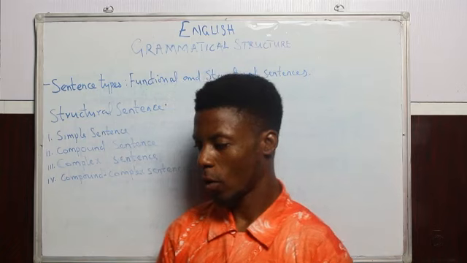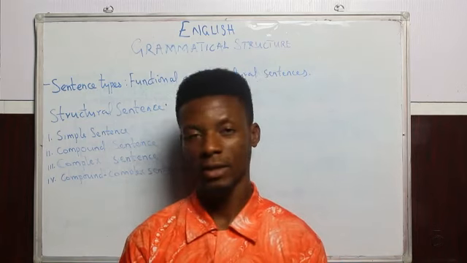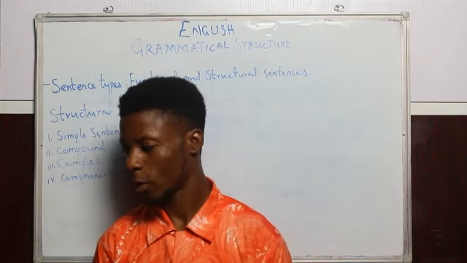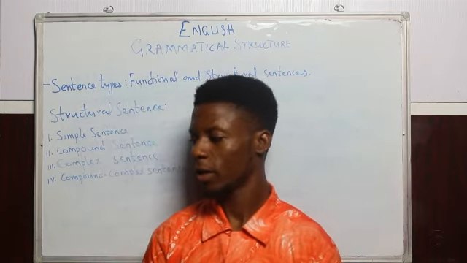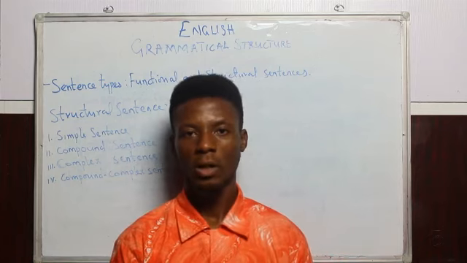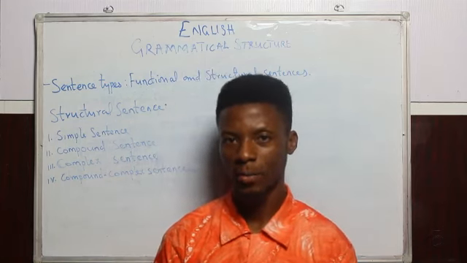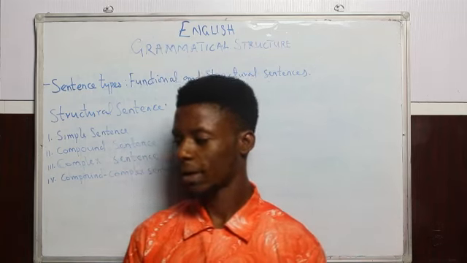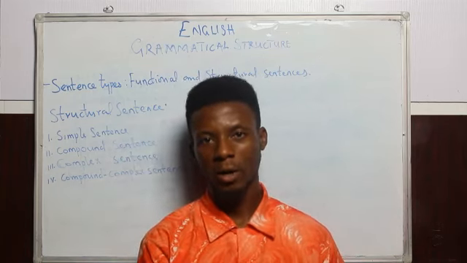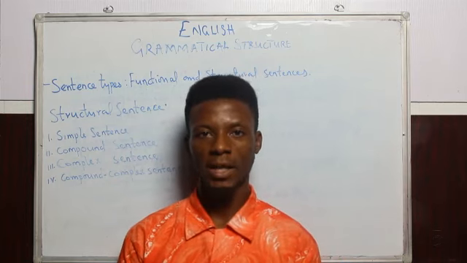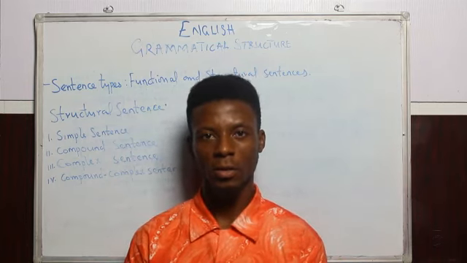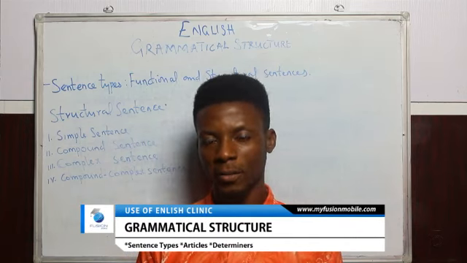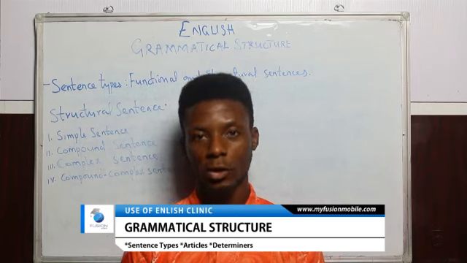Let's take an example of a complex sentence. Afam was sent out of the class because he was making a noise. Afam was sent out of the class is the main clause. He was making a noise is the subordinate clause. The two clauses are joined by the subordinating conjunction because.